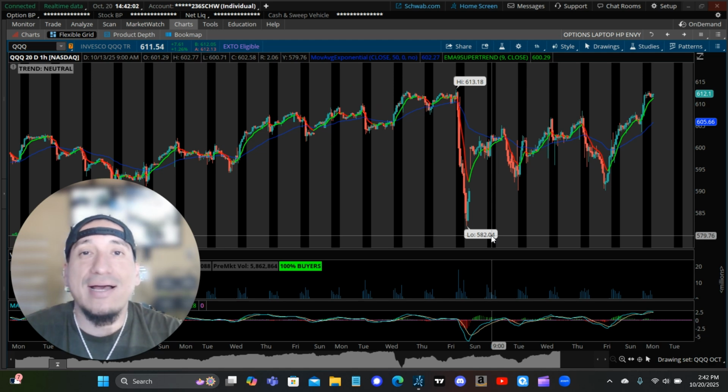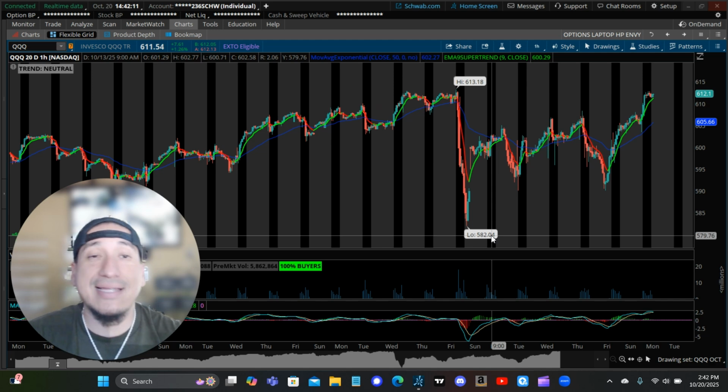Today I'm going to be going over how to set up key levels, aka support and resistance. So what we're looking at right here is QQQ, also known as Triple Q, also known as the NASDAQ. Well, at least for me, I call it the NASDAQ.